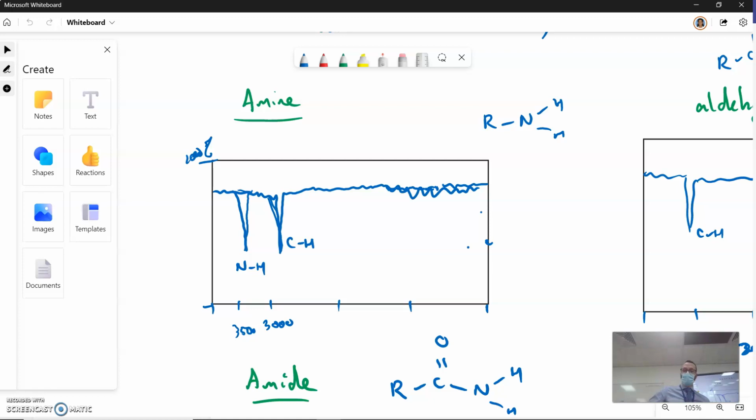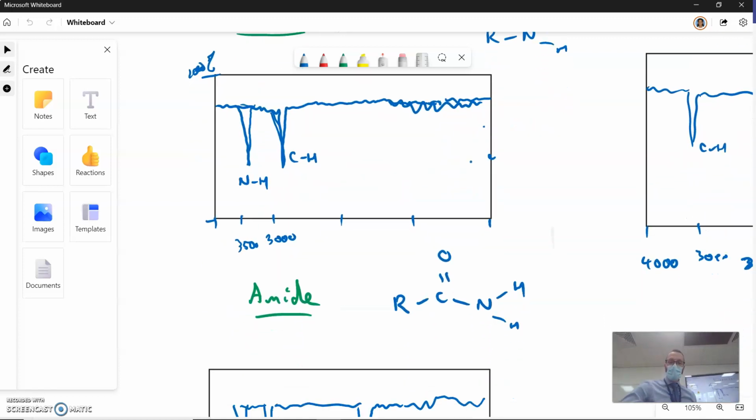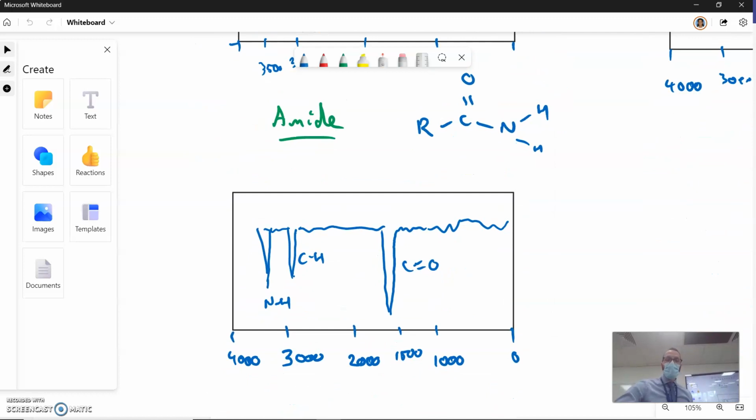How that's different to an amide is the amide obviously has the C double bond O stretch as well. So C to H, N to H, two separate peaks, and the C double bond O. C double bond O, always around that 1680 to 1700 mark. It's always strong and it's narrow. So it's narrow, strong in intensity, and around that 1700 mark.